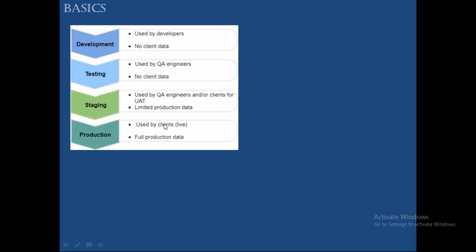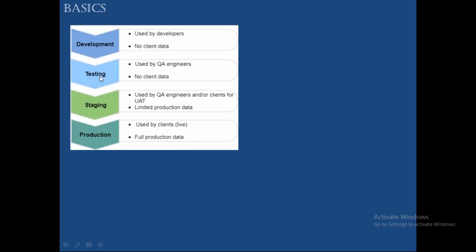Then it will go to production, used by clients, full production data. Full production data means what? Whatever data, all the people who are customers of SBI, whatever transactions they are doing, all the data will come. The data we will copy into the data lake storage gen 2. That is the actual data, completely production data.